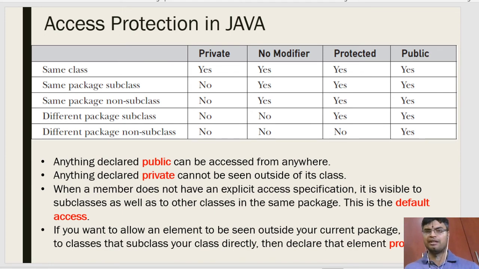Very important point. Finally, we have public. Now, if the function has been declared as public, it can be accessed anywhere: in the same class, same package subclass, same package non-subclasses, different package subclasses, and different package non-subclasses also can access a public defined method. So these are very important access specifiers or modifiers that are given in your Java program, guys.